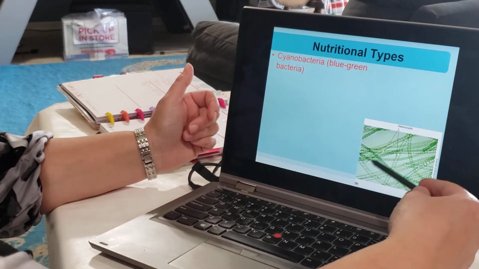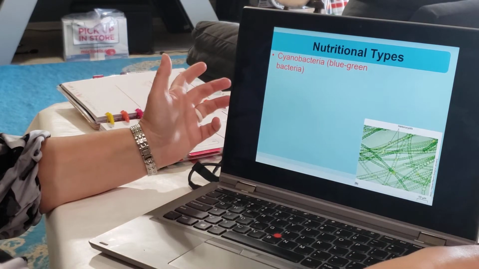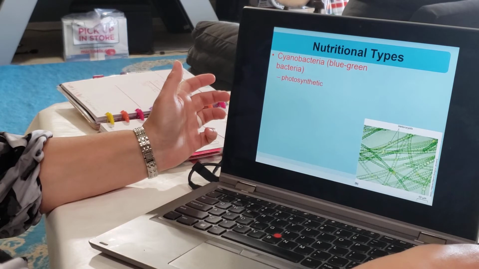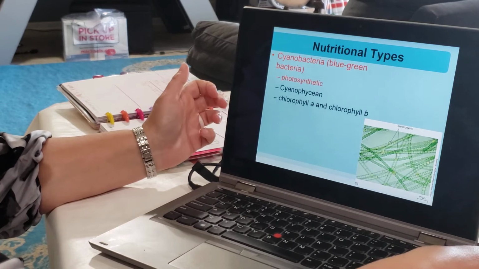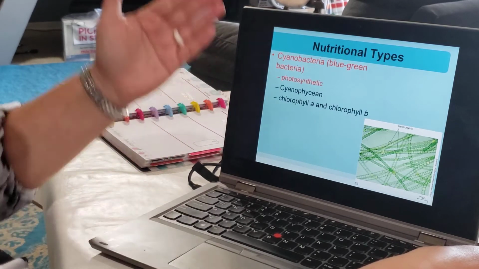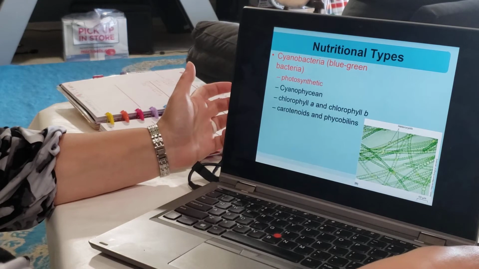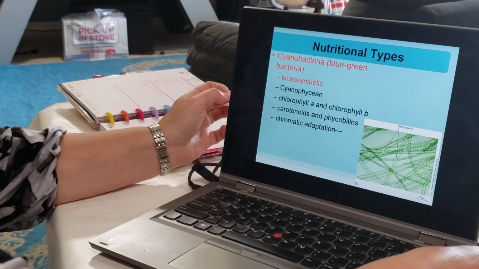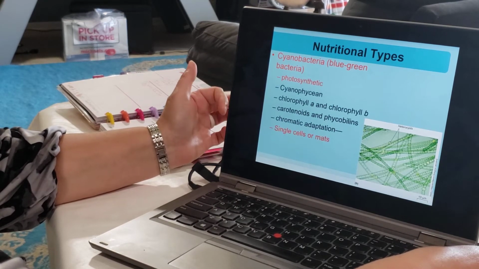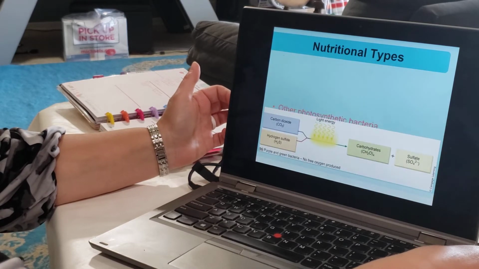Oh, look at this, beautiful. It's so pretty. I love these guys. Cyanobacteria, blue-green bacteria, they're photosynthetic. Not all bacteria are photosynthetic. These happen to be. They have chlorophyll A and B, carotenoids, phycobilins. They can be in single cells or in mats.